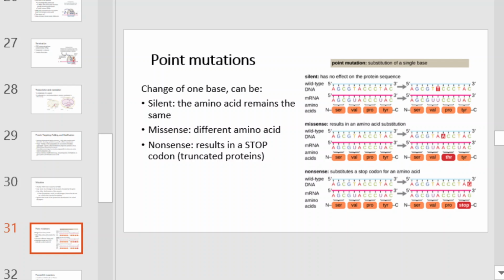A missense mutation is also an example of a point mutation. In a missense mutation, the base change causes a different amino acid to be called for. And finally, a nonsense mutation may also occur as a point mutation. This results in a stop codon being produced where one should not be, or should not belong.